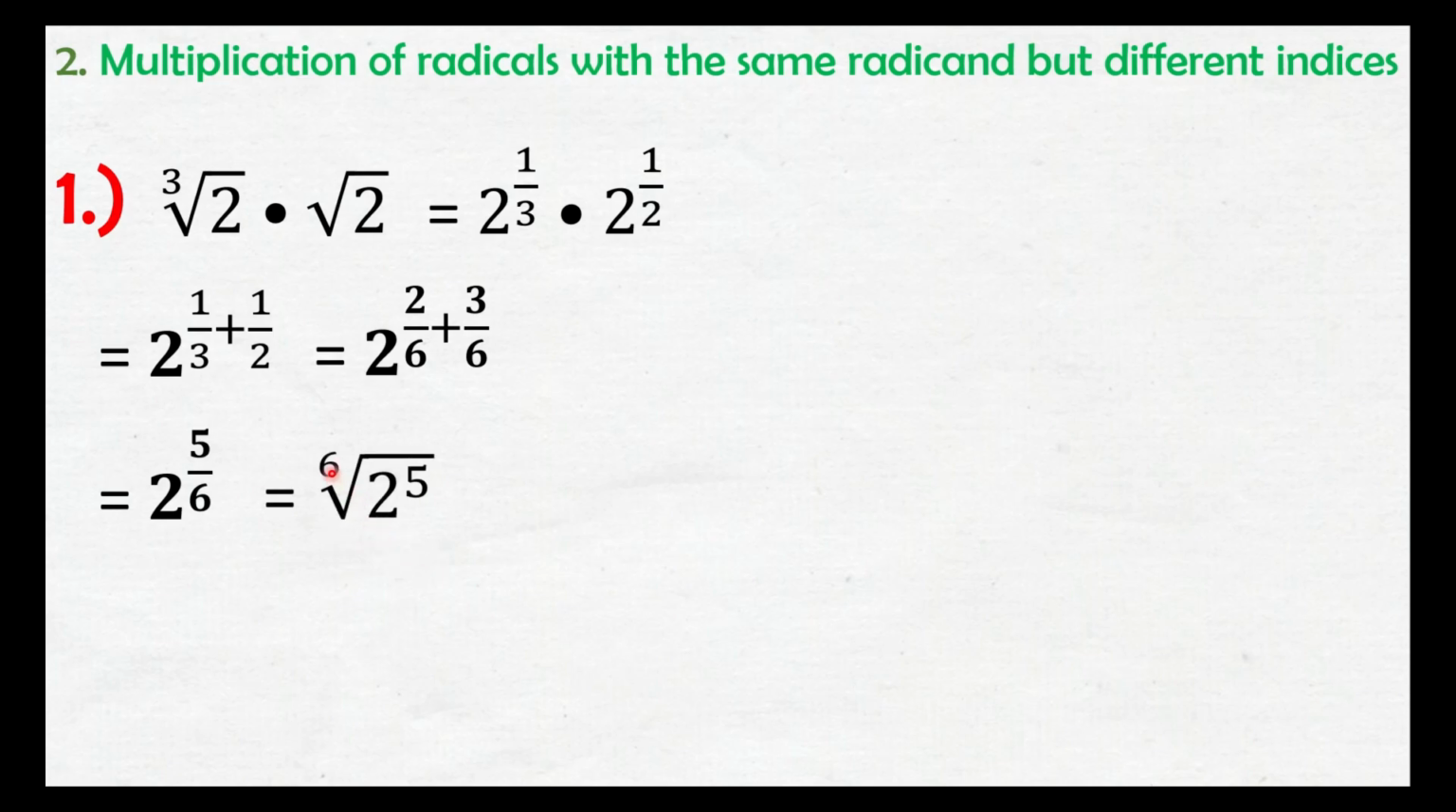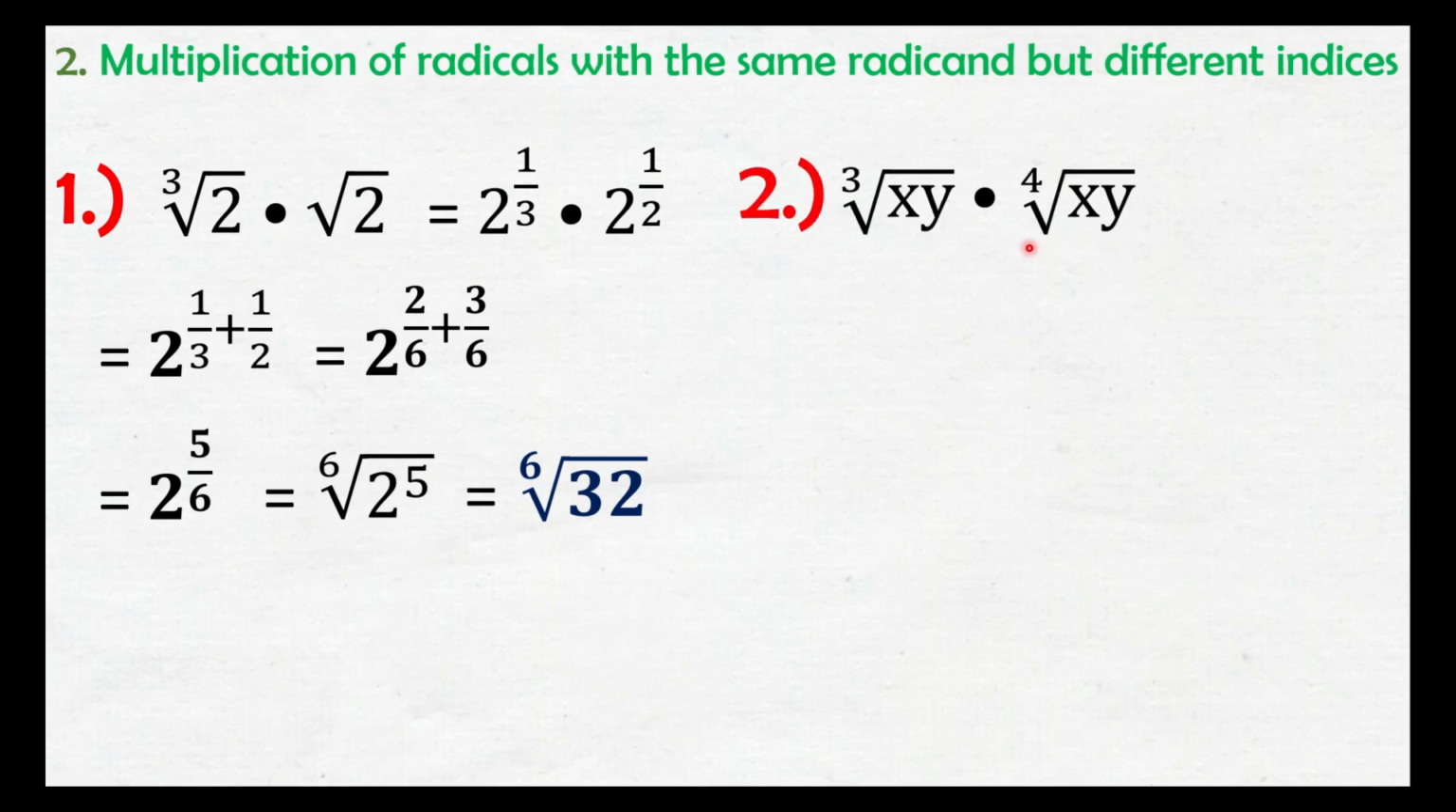So, that is 6th root of 2 raised to 5. Okay? So, yung index natin, yung denominator, and yung numerator ng exponent, siya yung magiging exponent ng radicand natin, which is 5. And then, simplify lang natin, 2 raised to 5, that is 32. So, 6th root of 32 yung final answer natin.